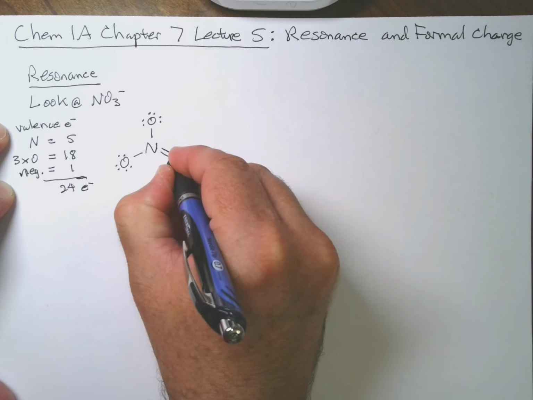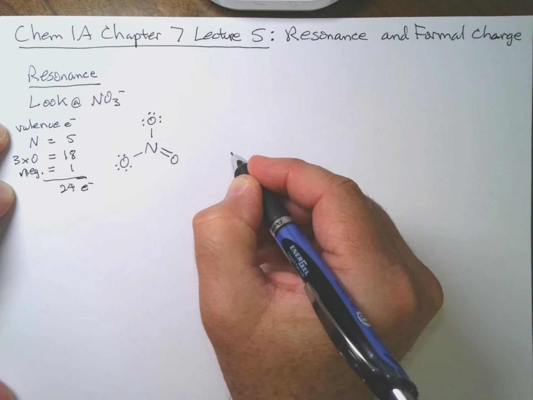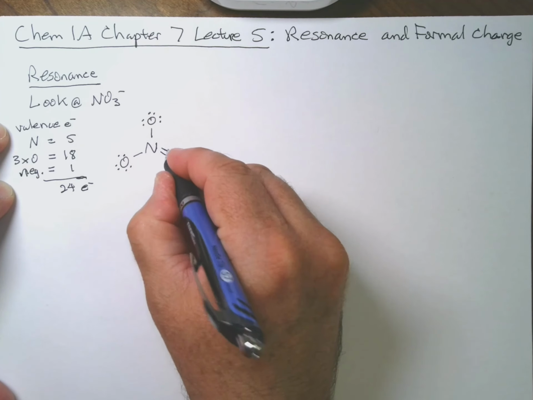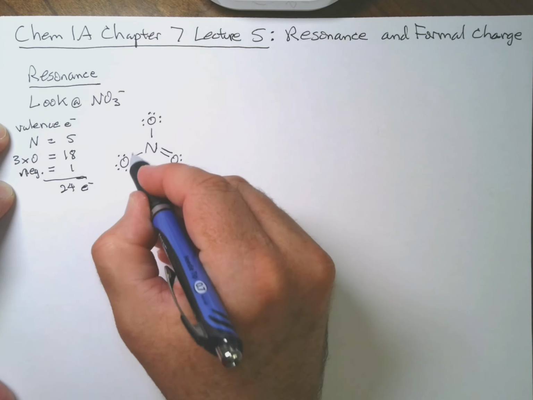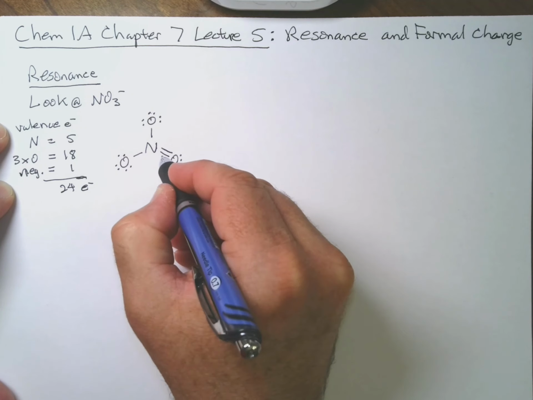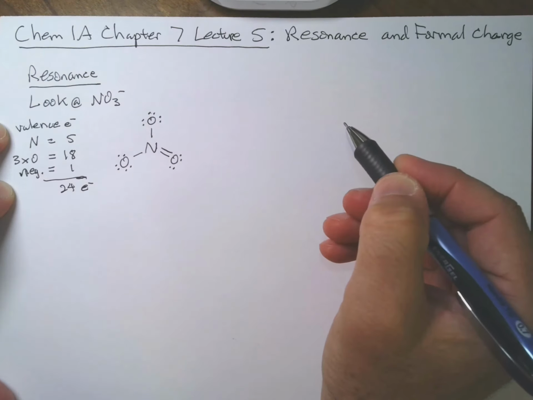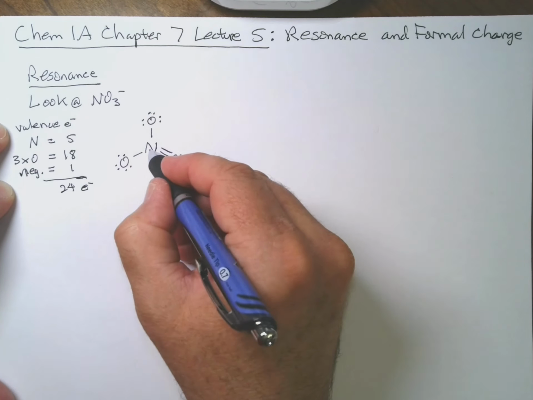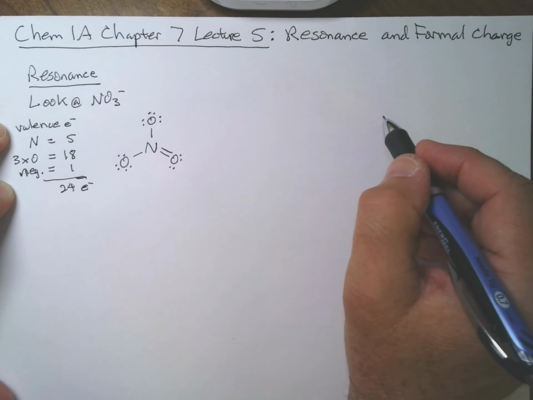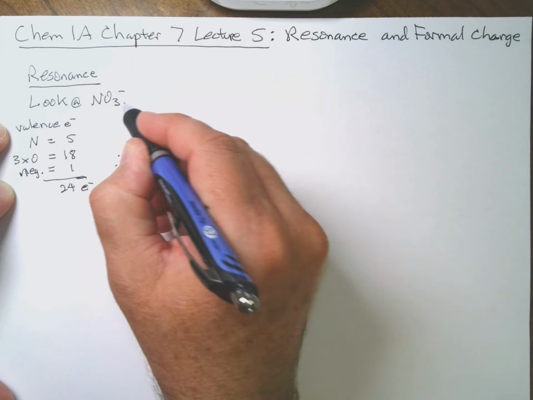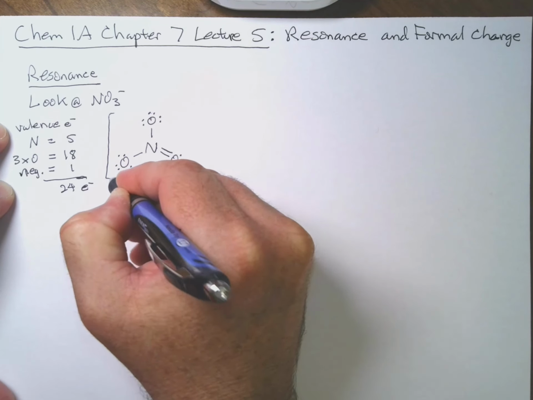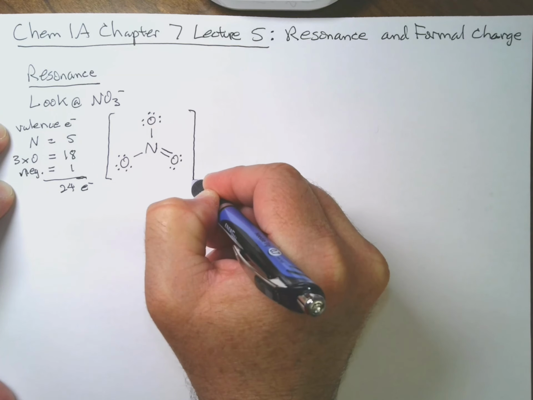So I'm going to put a double bond here, and that's going to give me then 2 lone pairs. So I've got 2, 4, 6, 8, 2, 4, 6, 8, 2, 4, 6, 8. And now I've got 1, 2, 3, 4, 5, 6, 7, 8 valence electrons around nitrogen. So that's good.